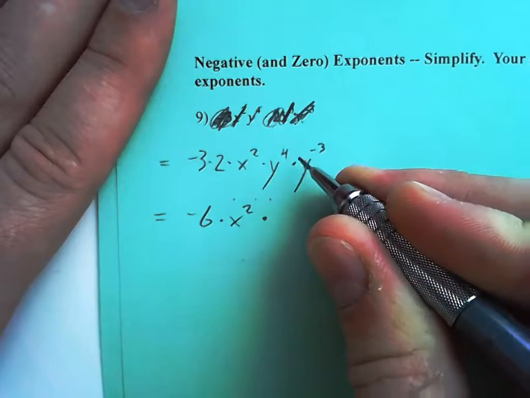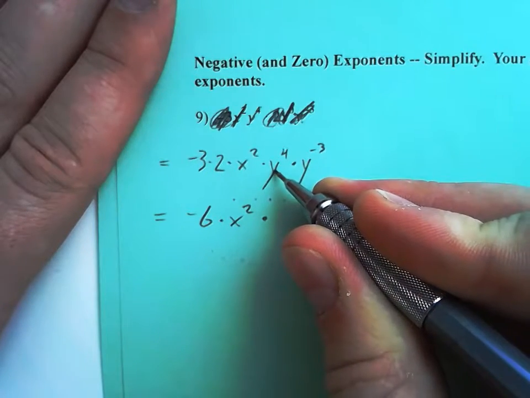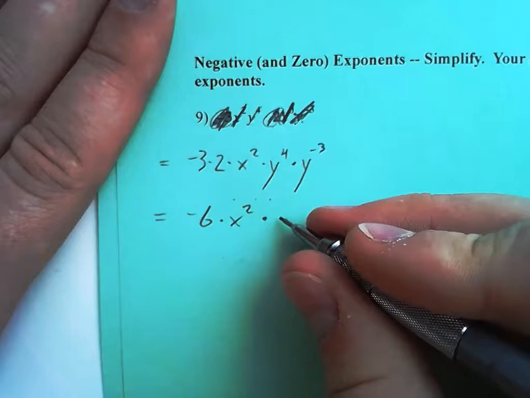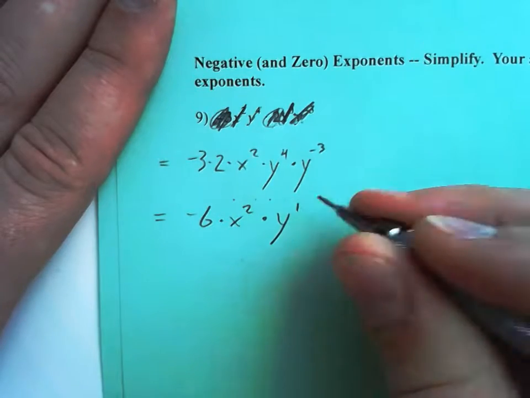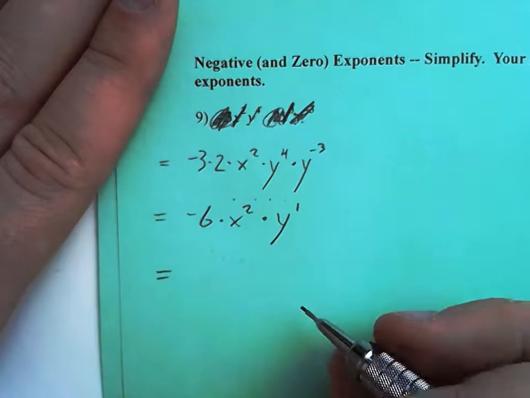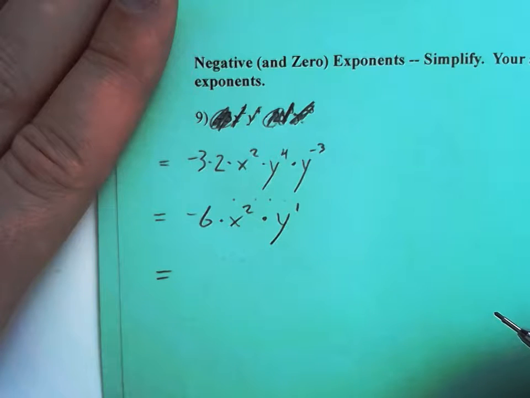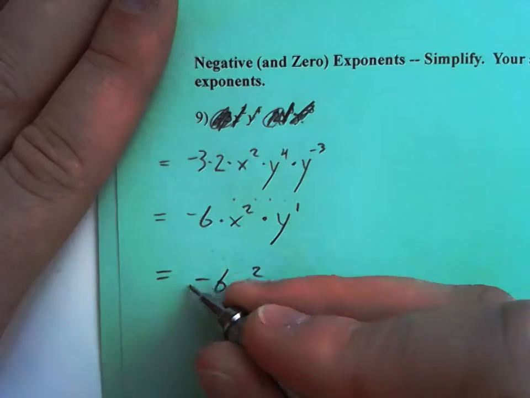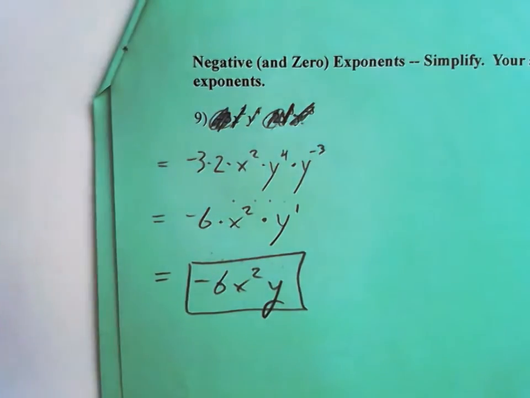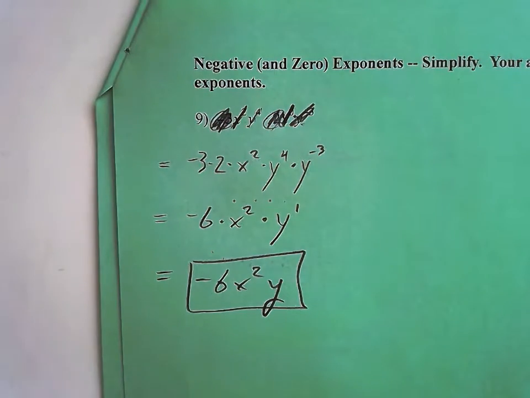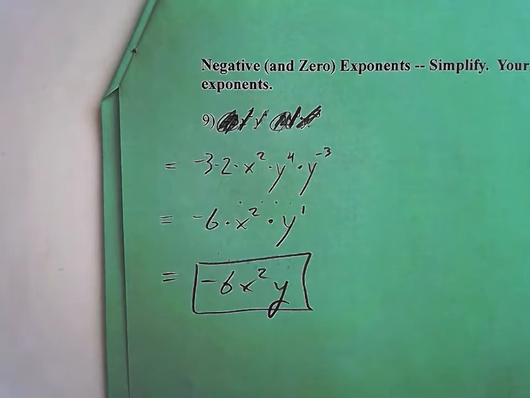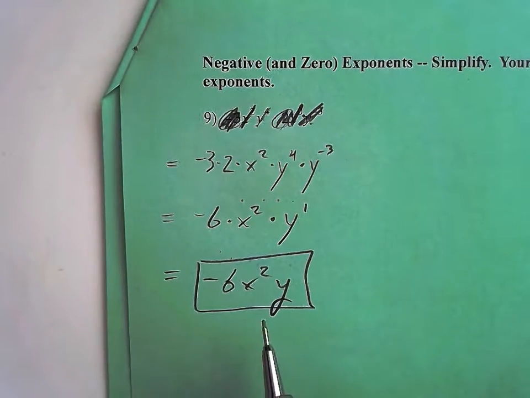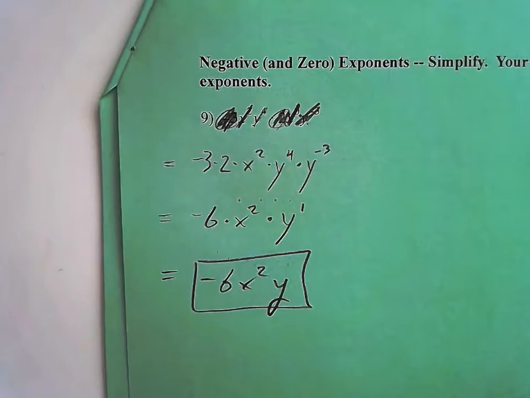Okay, what am I going to do? It's the product property, just as usual. 4 plus negative 3. What's that? 1. That's it. Negative 6 x squared y. And if you wrote negative 6y x squared, that's okay. I just like them in alphabetical order.